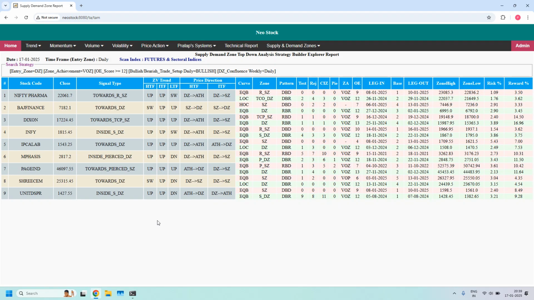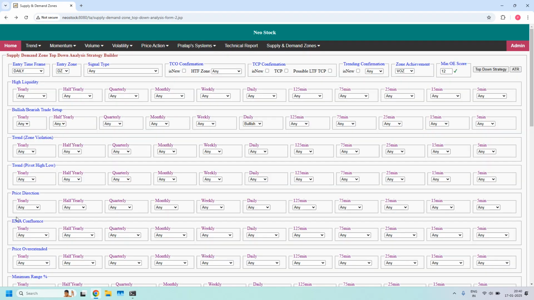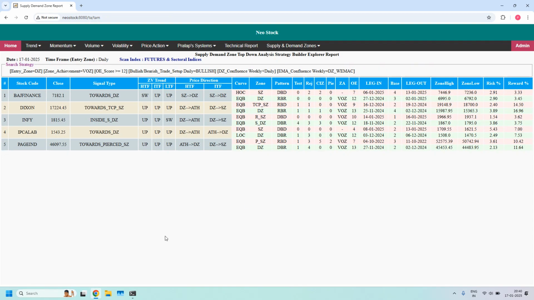If weekly zone is having weekly EMA confluence, because daily is part of weekly zone, those stocks are even more high probability trade setup supported stocks. Let us verify. The EMA confluence weekly time frame, because daily is part of weekly. So we are looking for weekly demand zone having weekly EMA confluence. Moreover, weekly trend is up in all the stocks. Bullish trade setup. Out of 9, we got 5 stocks.